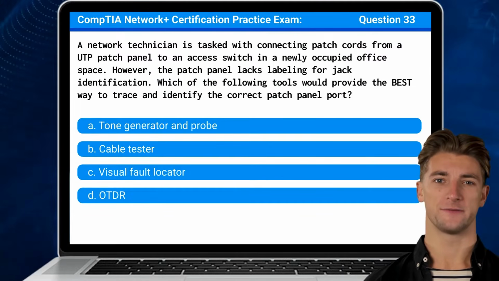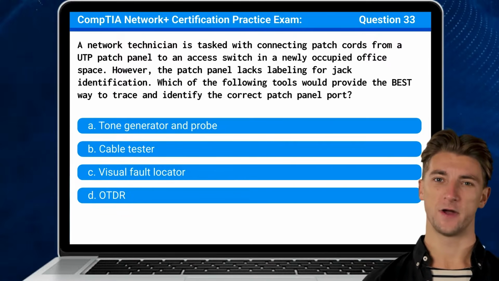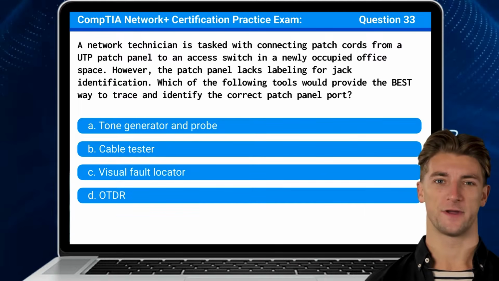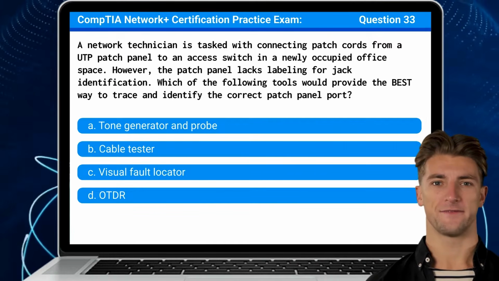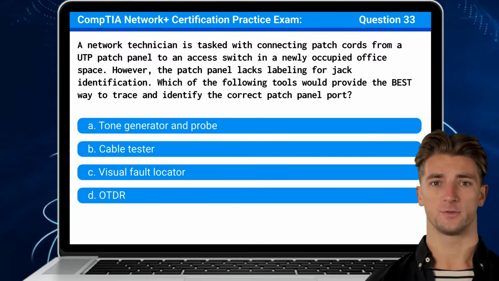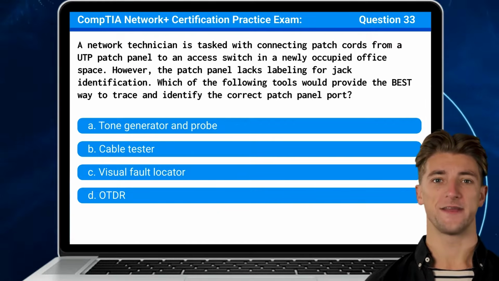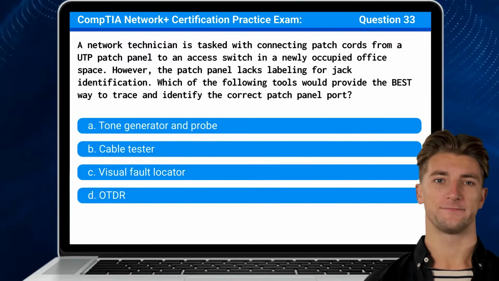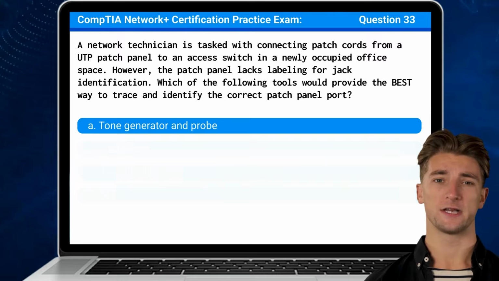Question 33. A network technician is tasked with connecting patch cords from a UTP patch panel to an access switch in a newly occupied office space. However, the patch panel lacks labeling for jack identification. Which of the following tools would provide the best way to trace and identify the correct patch panel port? The answer is A. Tone generator and probe.